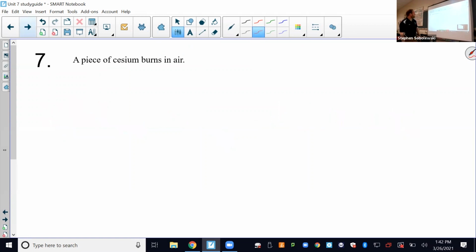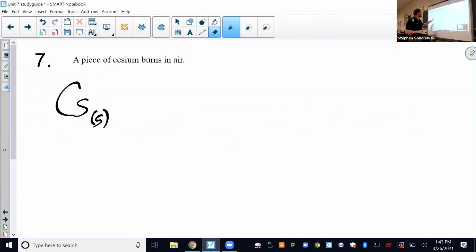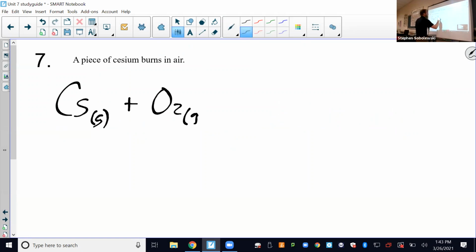Number 7, a piece of cesium burns in air. Cesium is Cs. Is cesium a diatomic? No, it is not. So we just write Cs. And a piece of it is going to mean solid. Cs, solid. Burns in air means plus O2 gas.